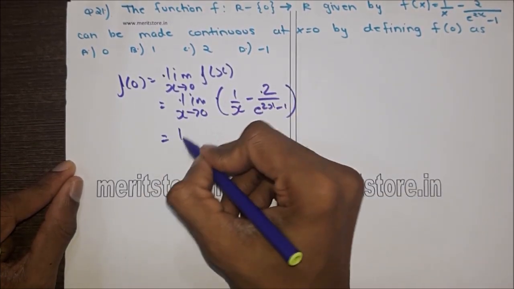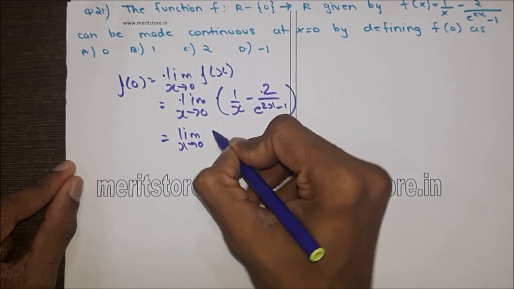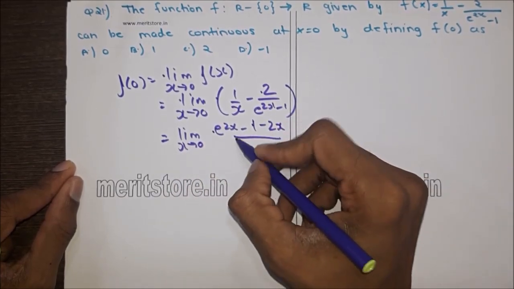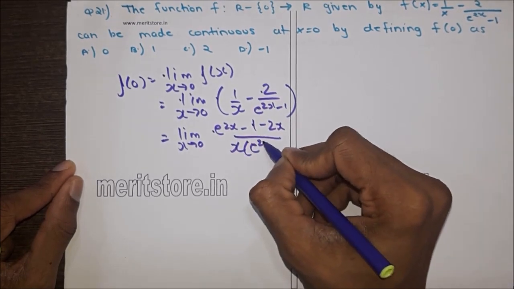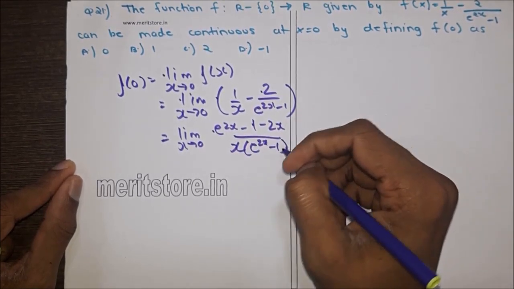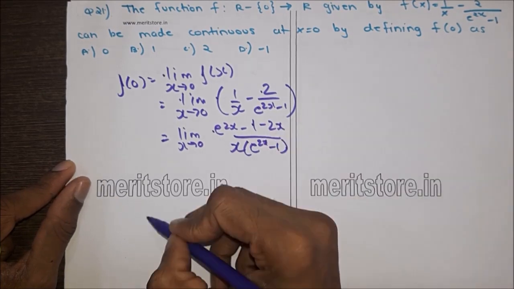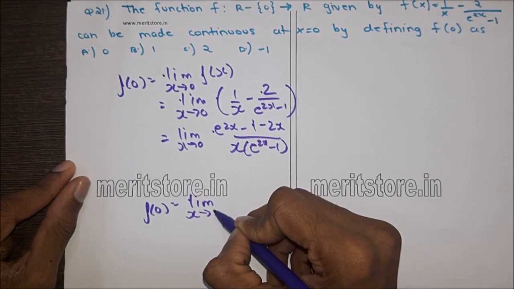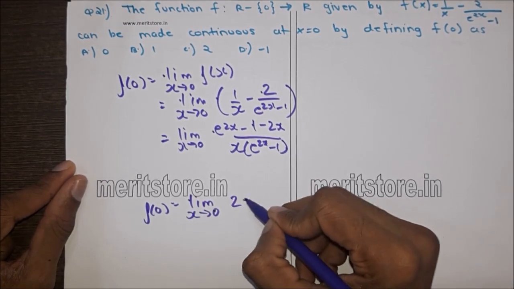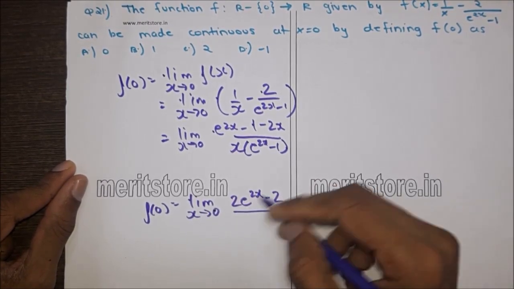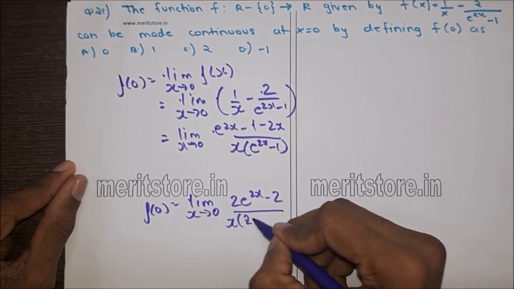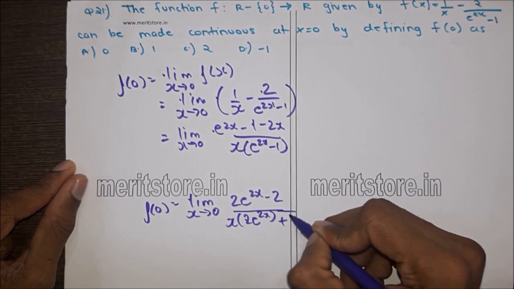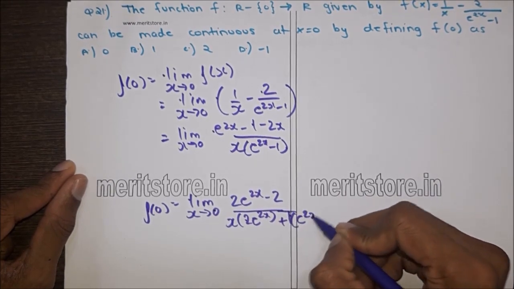We can write this as the limit as x approaches 0 of e raised to 2x minus 2x upon x into e raised to 2x minus 1. Applying L'Hospital's rule on the right hand side, we get f of 0 equal to the limit as x approaches 0 of 2 into e raised to 2x minus 2 upon x into 2 into e raised to 2x plus 1 into e raised to 2x minus 1.